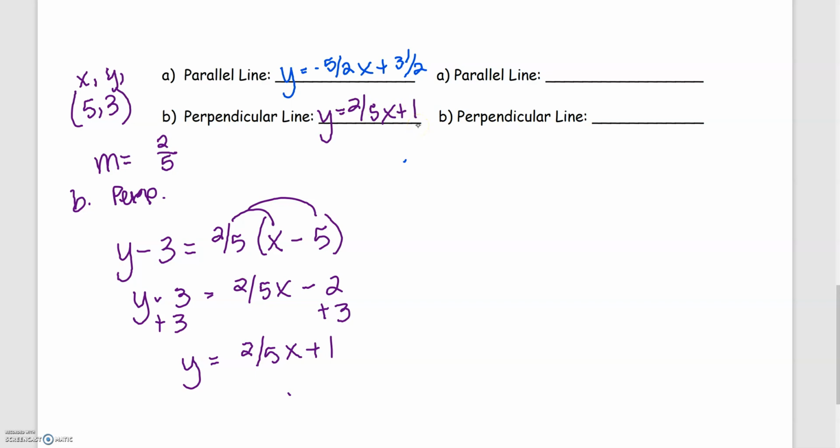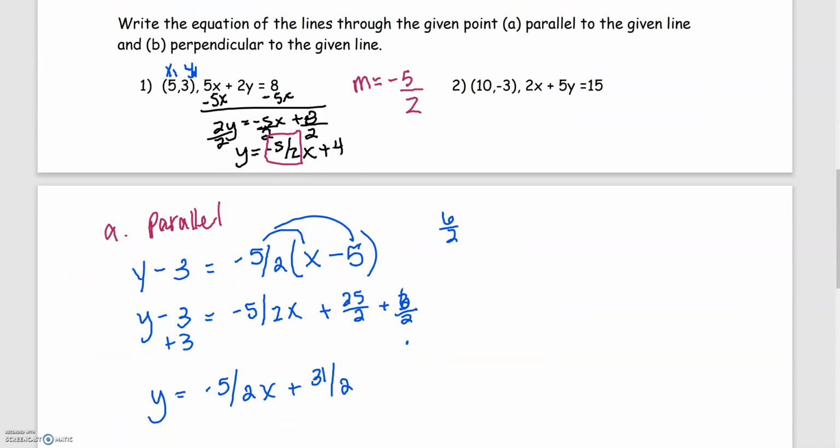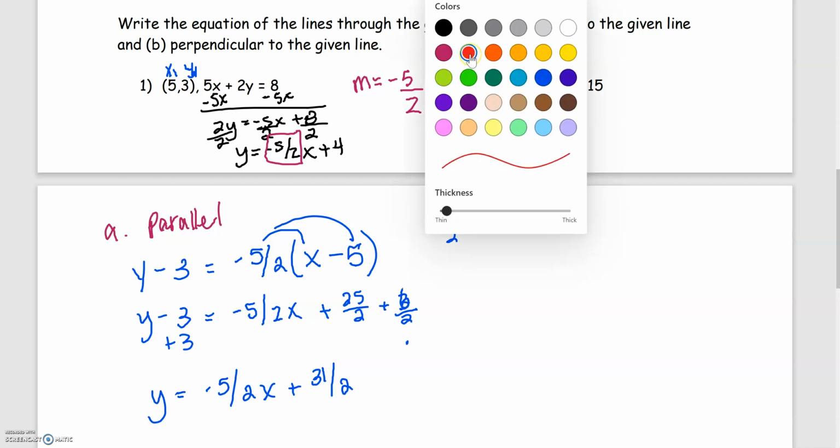All right, I want you to try that next one on your own. So pause it, try it. Parallel first, then perpendicular. Remember to get it into slope intercept first, and then push play and check when you're ready.